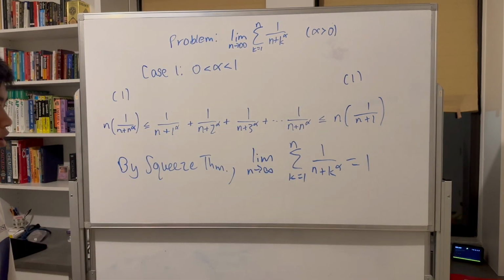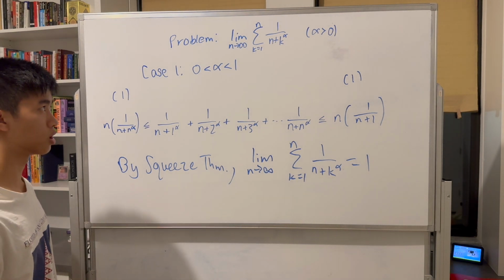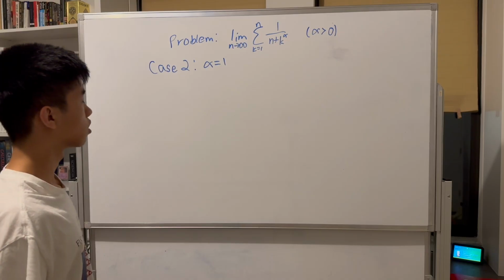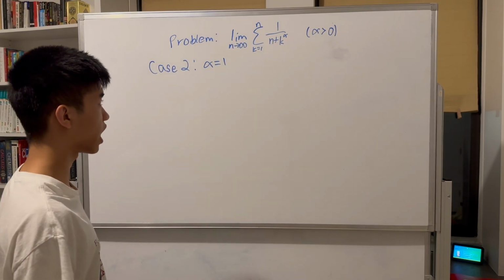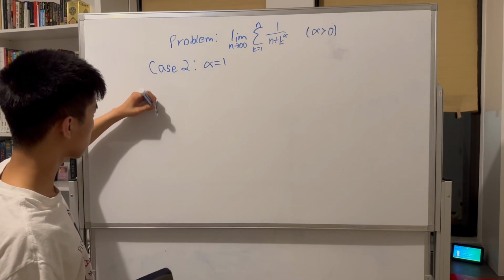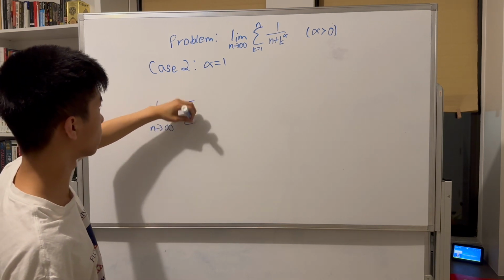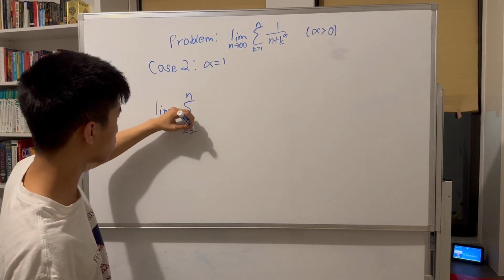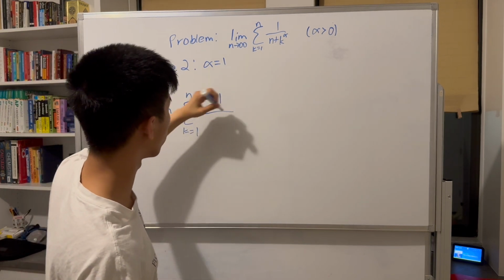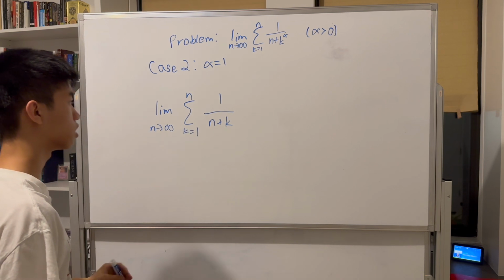So this is case 1. But there's 2 more cases to consider, so let's move on to the next case. Alright, so case 2, which is alpha is equal to 1. Well, okay, let's try it. So limit as n goes to infinity of summation from k equals 1 to n of 1 over n plus k to the alpha. Alpha is 1, so we just have this.